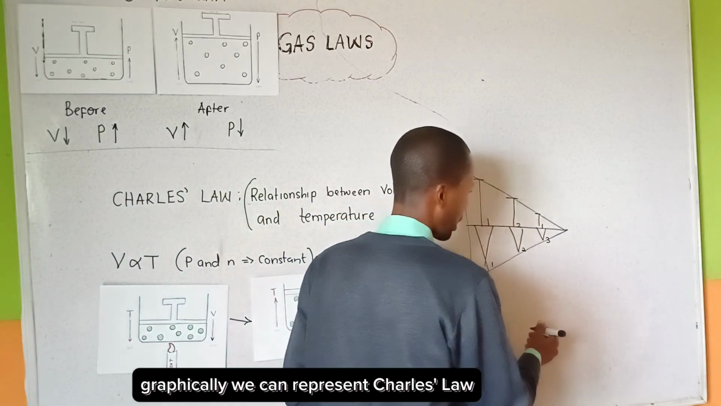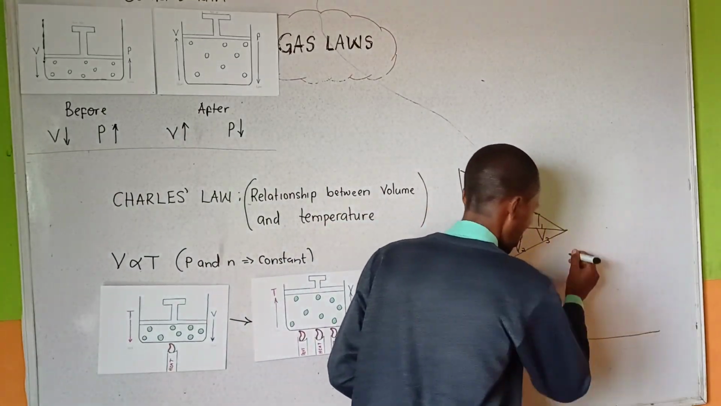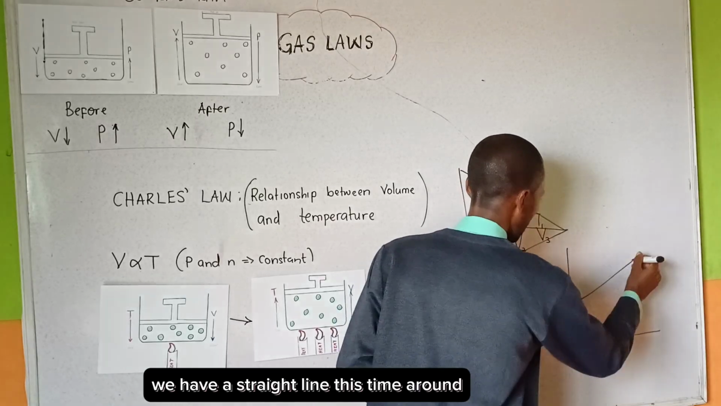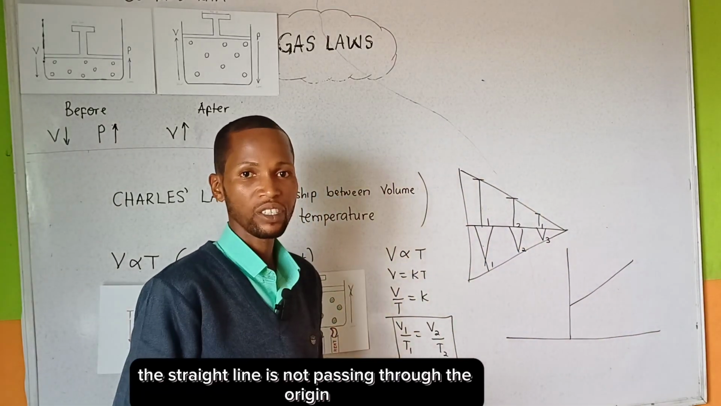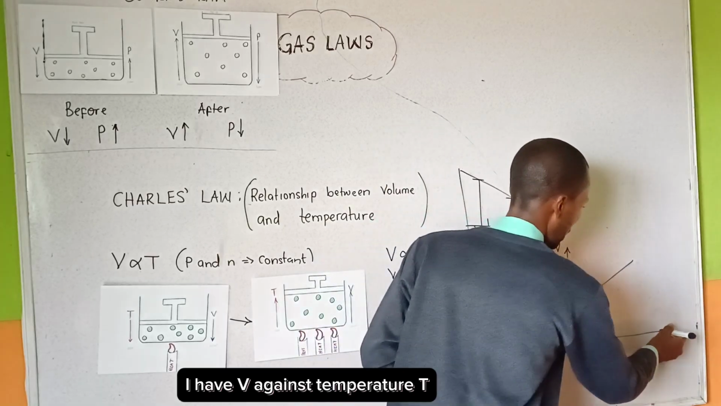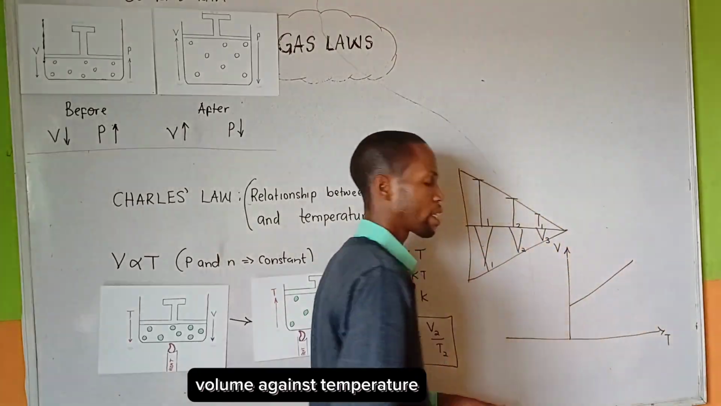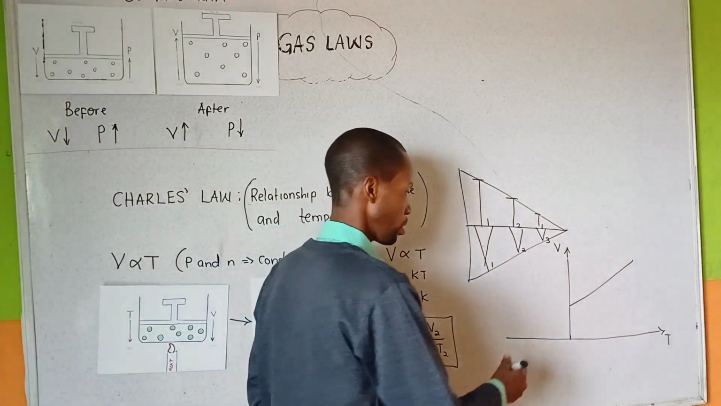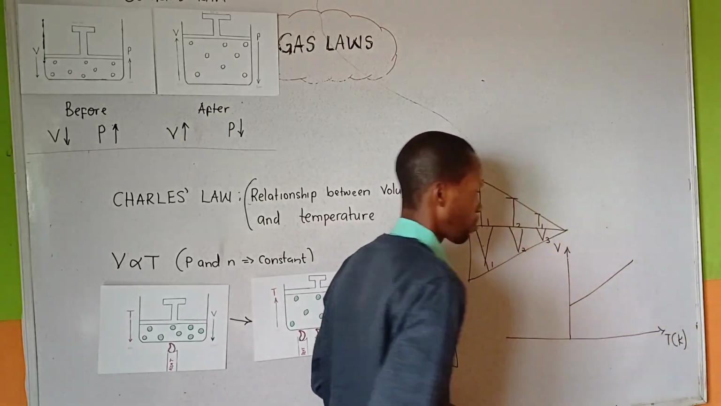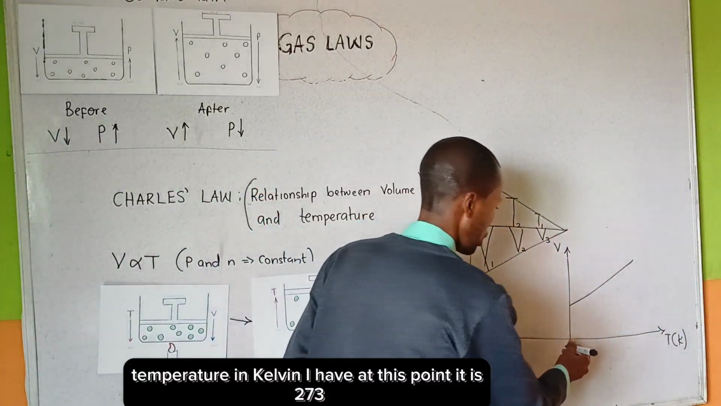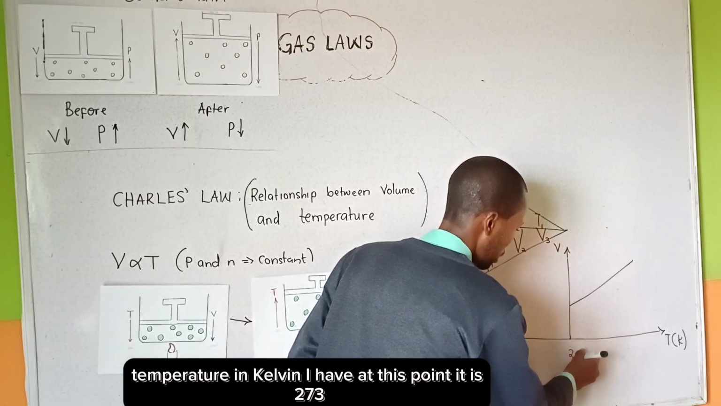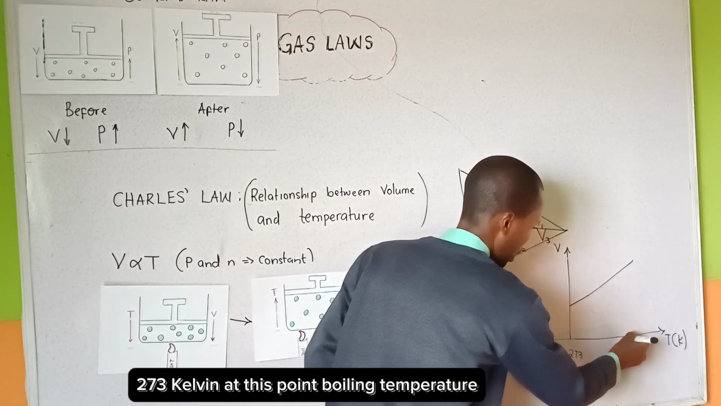Graphically, we can represent Charles' law this way. We have a straight line. This time around, the straight line is not passing through the origin. I have volume against temperature. Here, temperature in Kelvin, at this point, it is 273 Kelvin.